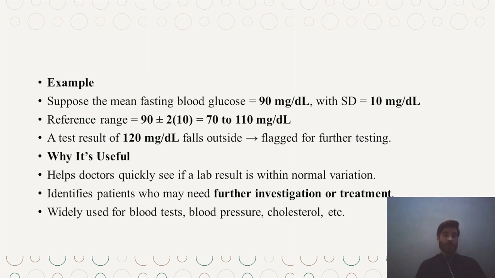Why is it useful? It helps doctors quickly see if a lab result is within normal variation. For example, the fasting glucose is normal up to 115 to 120, and the random blood sugar is normal up to 170. It helps identify patients who may need further investigation or treatment. It is widely used for blood tests, blood pressure, and cholesterol. So this is our topic, the probability which is used in health.